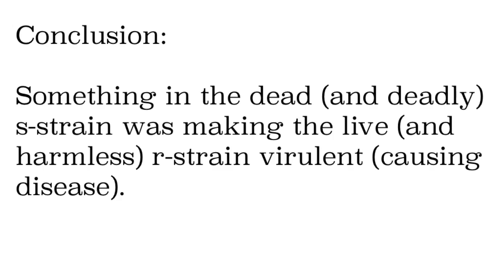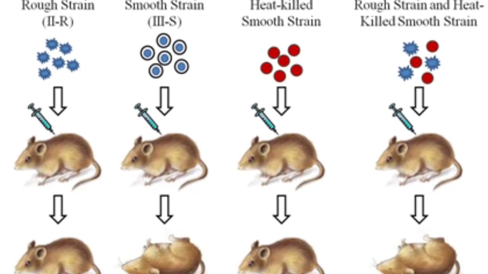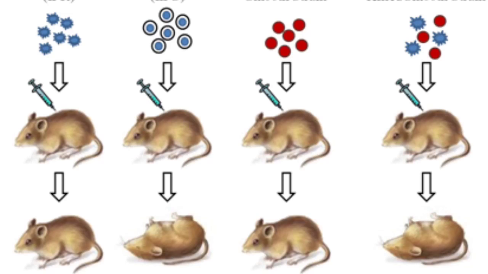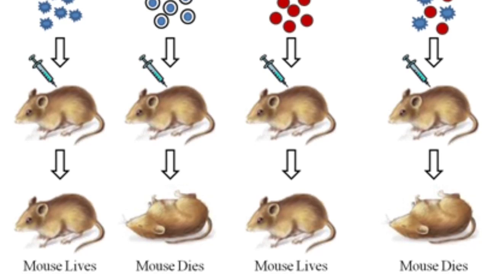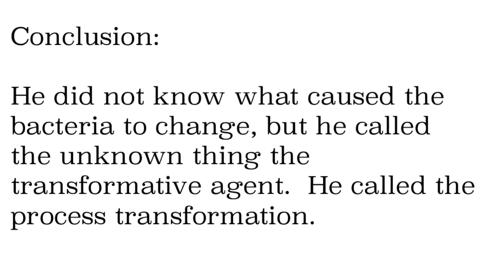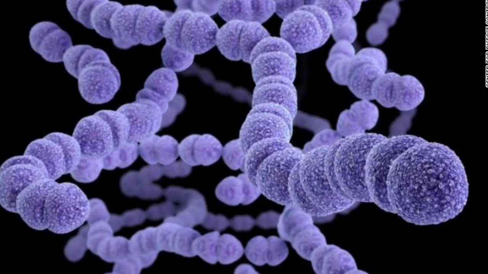Something in the dead and deadly strain was making the live strain dangerous. It's turned the R into the S. Transformation is the word he used. So if you look over this, we get the R strain, no problem. S strain kills the mouse. Dead S strain, no problem. Dead S strain and live R, the mouse dies. So he doesn't know what caused this bacteria to change, but he knows it changes. And so he calls whatever made it change the transformative agent, and he calls the process transformation.